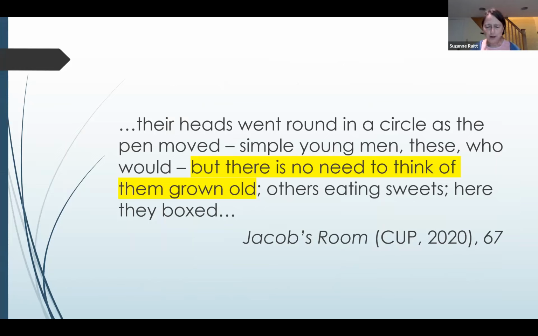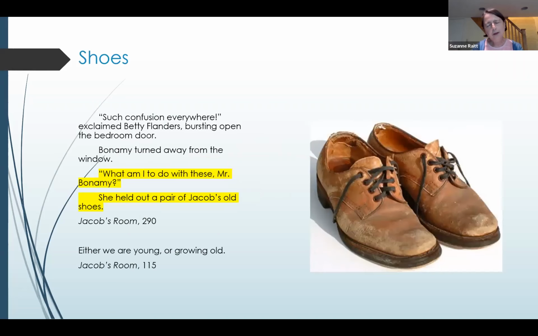So this very short paper looks at age in Jacob's Room, and specifically at the encounter between middle age and youth. Sorry about the shoes. I thought I wanted us to have a visual sense of what shoes look like when they've been worn many times. Holding out Jacob's old shoes after his death, his mother Betty asks a question, which is the point of the book. What am I to do with these, Mr. Bonamy? She held out a pair of Jacob's old shoes.